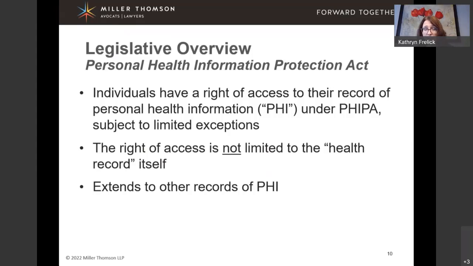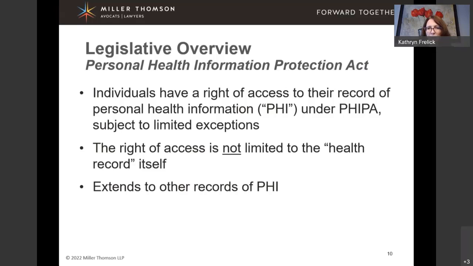Similarly, under PHIPA, individuals have a right of access to their record of personal health information, subject to some limited exceptions, for example, risk of harm to the individual or others, or if the information is subject to confidentiality requirements by law. The right of access is not limited to the health record itself.